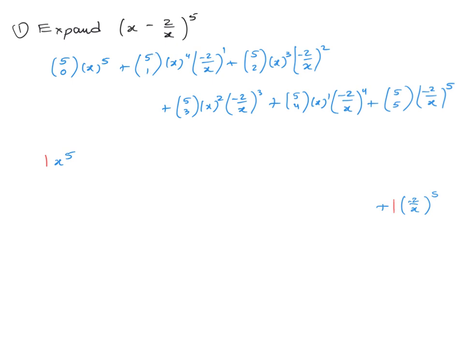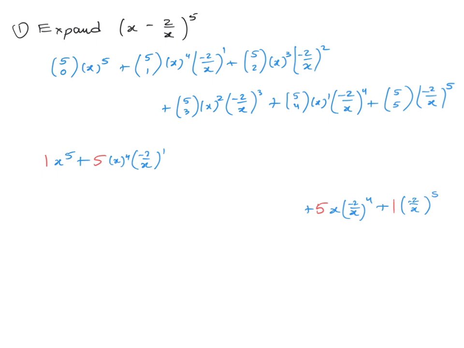Now let's look at the second coefficient. That's 5 choose 1. Well, 5 choose 1 is 5 factorial divided by 4 factorial, 1 factorial. The 5 factorial, 4 factorial almost cancel, leaving us with 5 over 1, so 5. So plus 5, and then I'm left with my x to the fourth times negative 2 over x raised to the first. Now the second to last, the 5 choose 4, is also 5 factorial over 4 factorial, 1 factorial. So again, most of it cancels. We're left with just 5 over 1, so 5. So we have a plus 5. And then we have x to the 1, and then negative 2 over x raised to the fourth for that one.